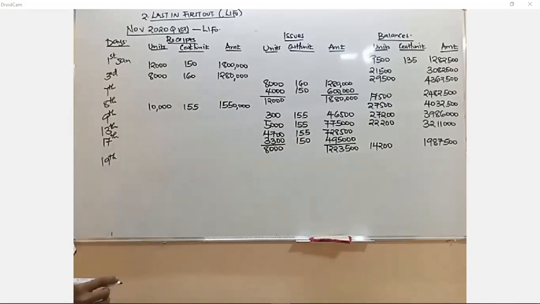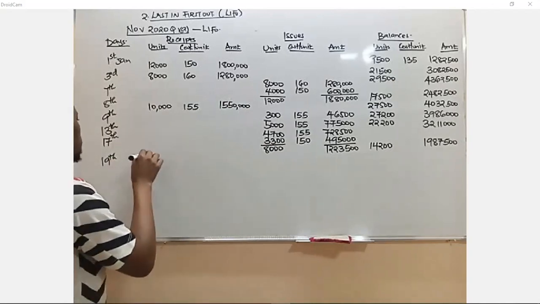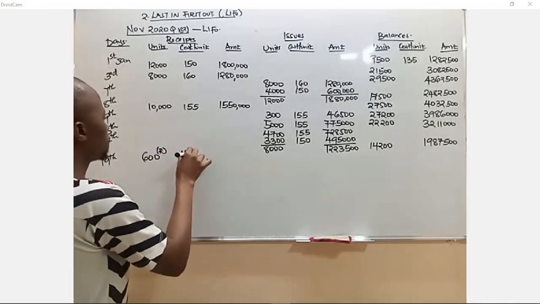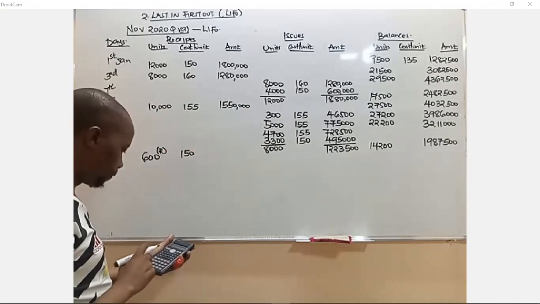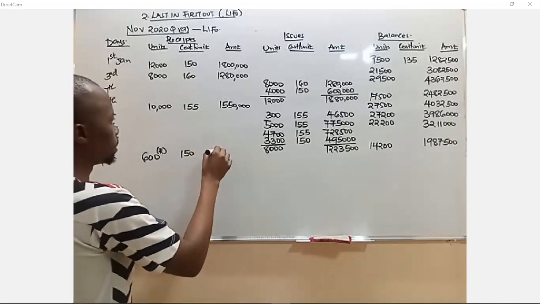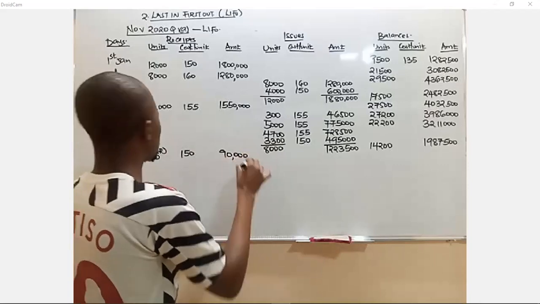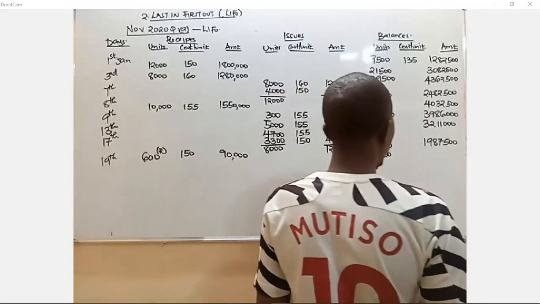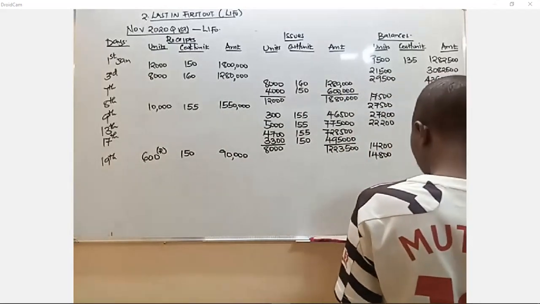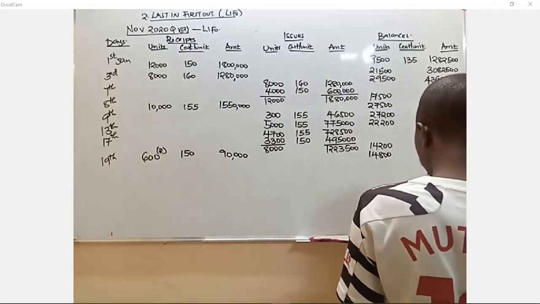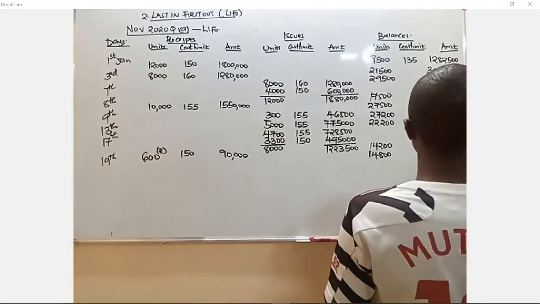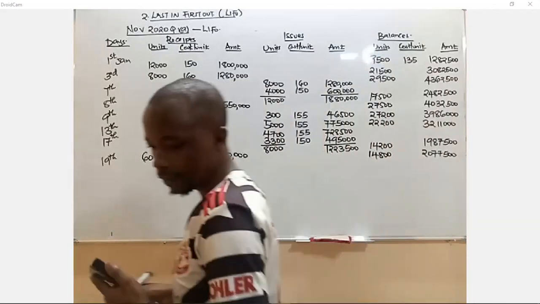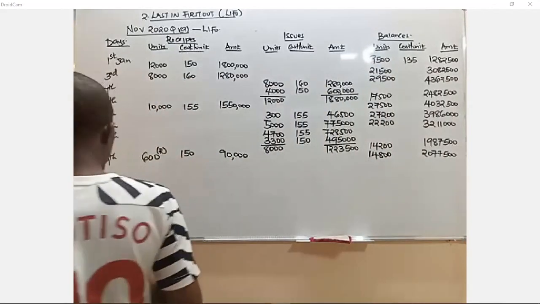We are able to receive a return of 600 units. The return is at 150. So 600 by 150, getting 90,000. Take it to the store. So it will be 14,800, right? How much is the total? 90,000 plus 1,987,500, getting 2,077,500.